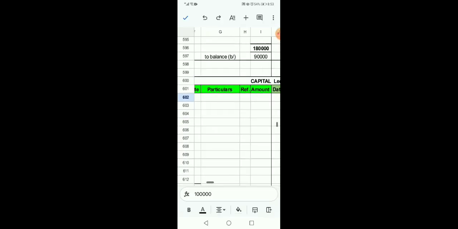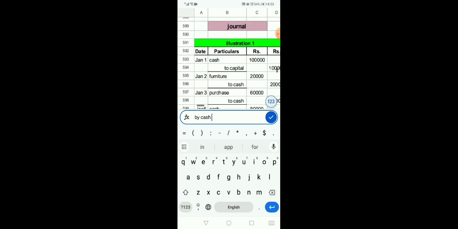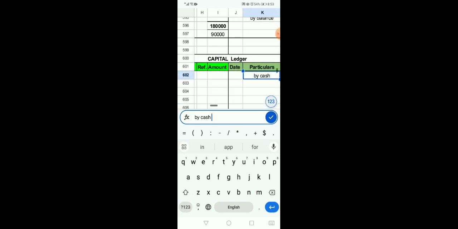Now see the reference, it was the first entry. In the first entry, capital has been posted. What is written on the opposite side? That is cash. So you will put cash in the particular column with an additional word of 'by'. What was its date? It was January 1. Put January 1 in the date column.